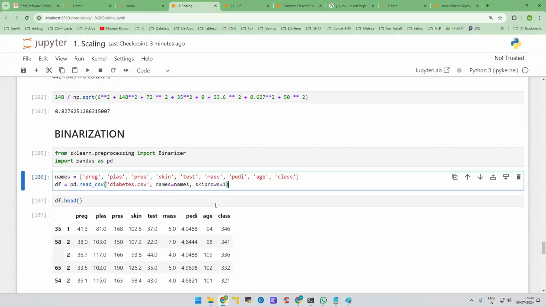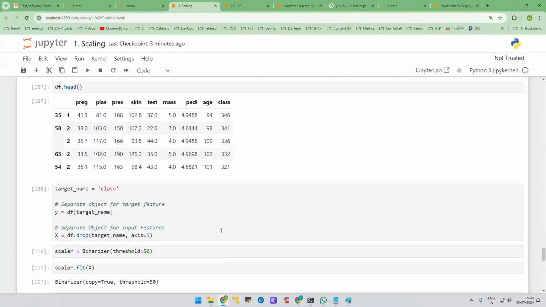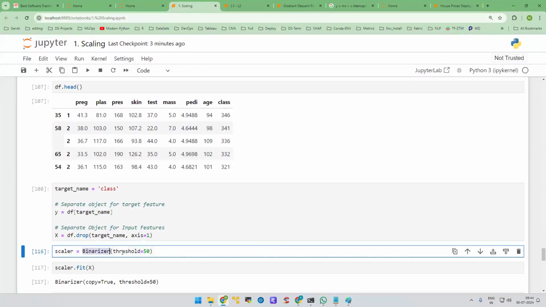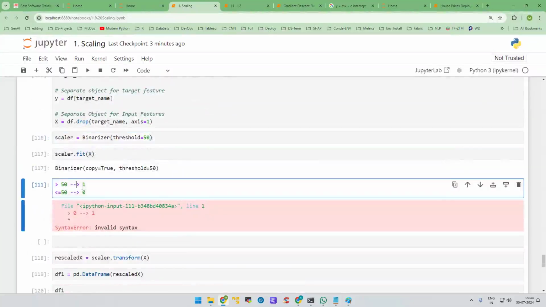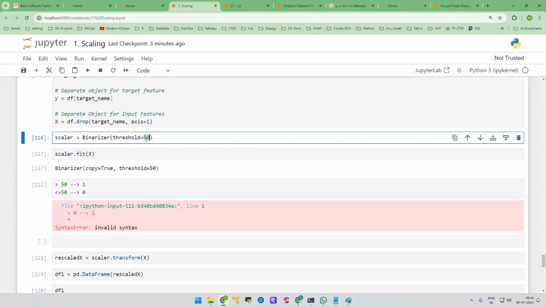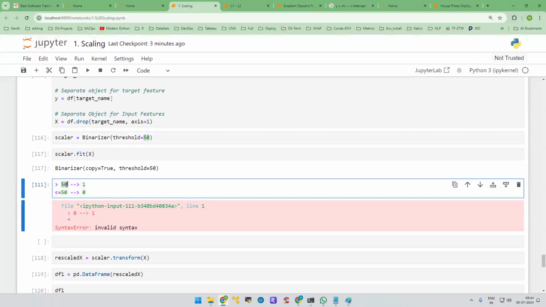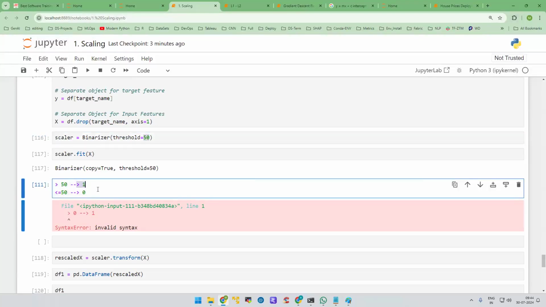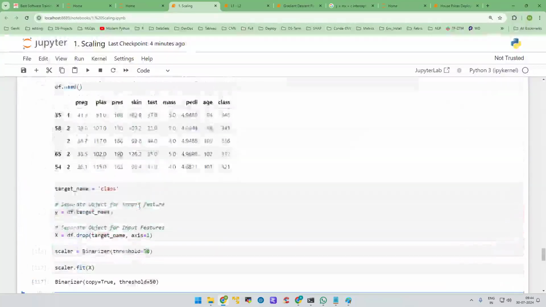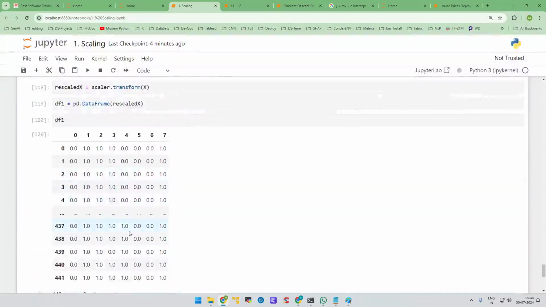Binarization is going to be like either 0 or 1s. We need to give a threshold. So binarizer threshold: anything that is greater than 50, because based on the threshold, if you give something else, it's going to change. Here I have given 50, so greater than the threshold is going to be 1, and less than or equal to the threshold is going to be 0. So when you apply this, it's going to be all zeros and ones.